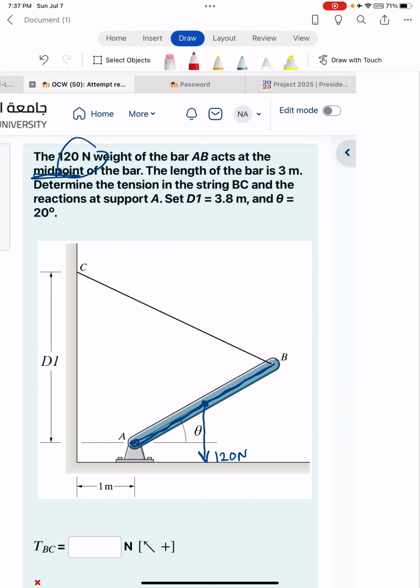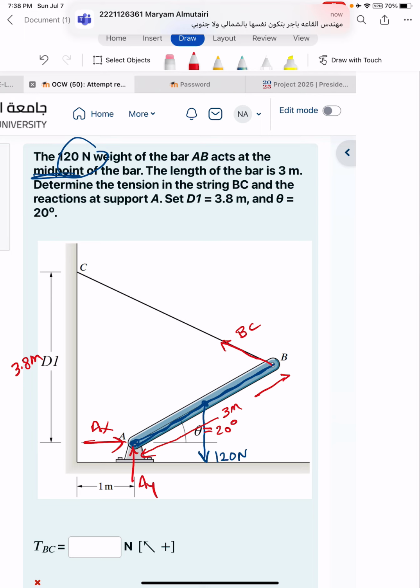Okay, the length of the bar is 3 meters. So this is the length of the bar, 3 meters. Determine the tension of the string BC. So he wants to know the string here, BC, and the reaction at the support here AY, and here AX. This is a hinge, so AY, AX. D1 is 3.8 meter, and the angle is 20 degrees.